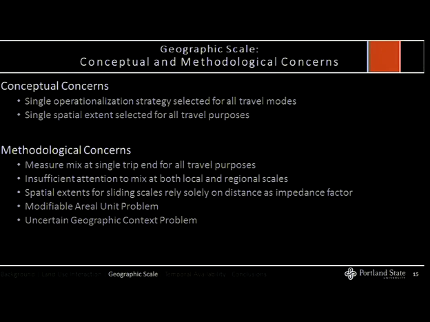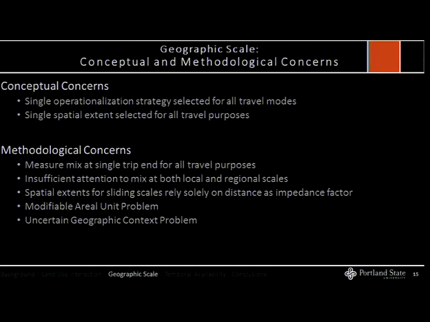Methodologically, there are a number of concerns. The first of which would be the measuring of mix at a single trip end for all travel purposes. I talked about the tour-based sort of analysis. Insufficient attention to mix at both a local and regional scale. So mix can happen to different magnitudes or different extents at different scales simultaneously. And so to get at ideas of spatial autocorrelation and stuff like this, it's important to measure them at both extents.